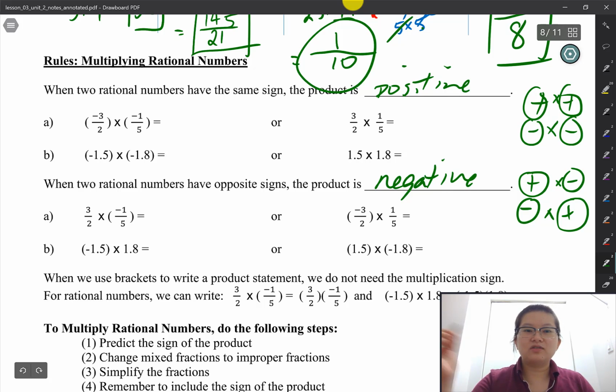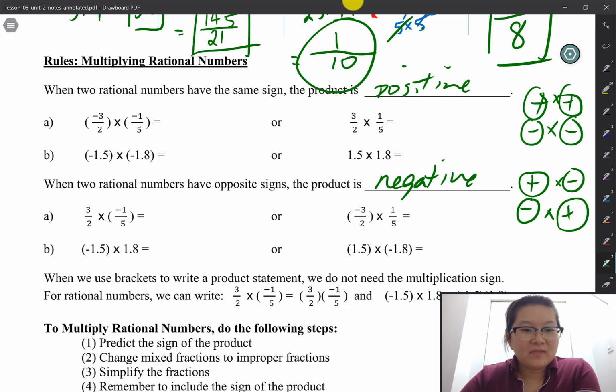So that's just the rule that you've known all this time, except now you have to multiply fractions and decimals with whole numbers. That's the only difference here. So let's take a look at some examples.